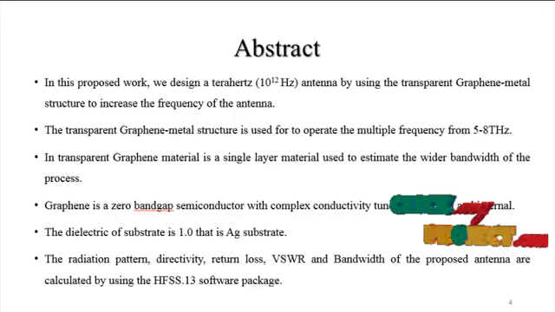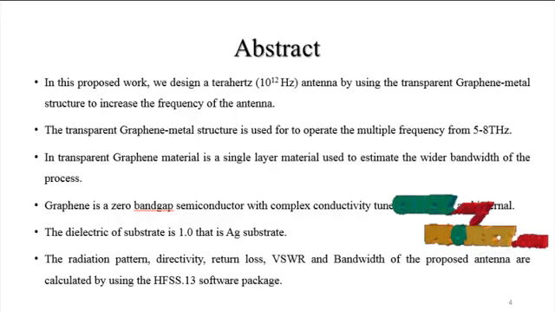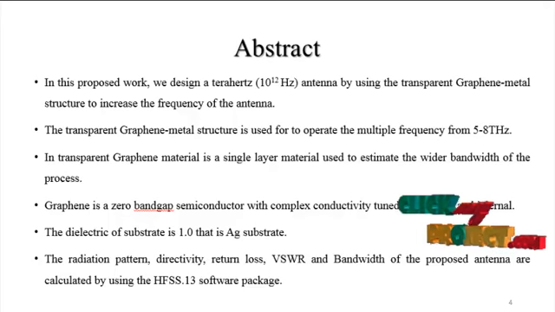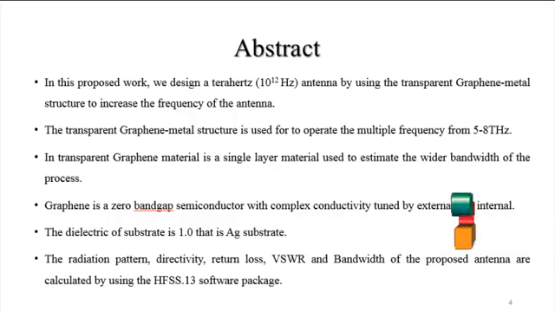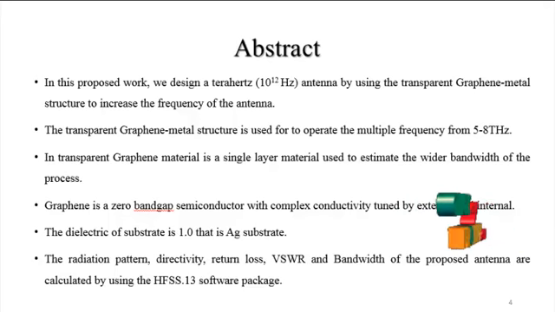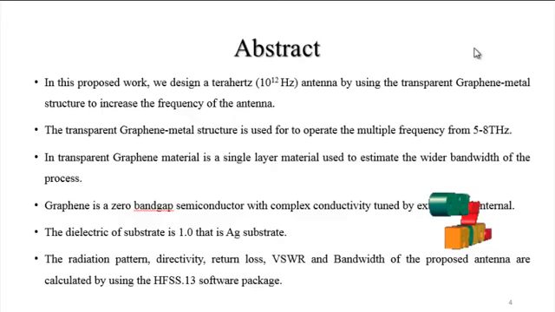Here we are using graphene, a zero band gap semiconductor with complex conductivity tuned by external and internal means. The dielectric substrate used here is silver, denoted by Ag, and the dielectric constant is 1. Finally, we calculate the radiation pattern, directivity, return loss, VSWR, and bandwidth. The proposed antenna is simulated using HFSS 13, the High Frequency Structure Simulator software.